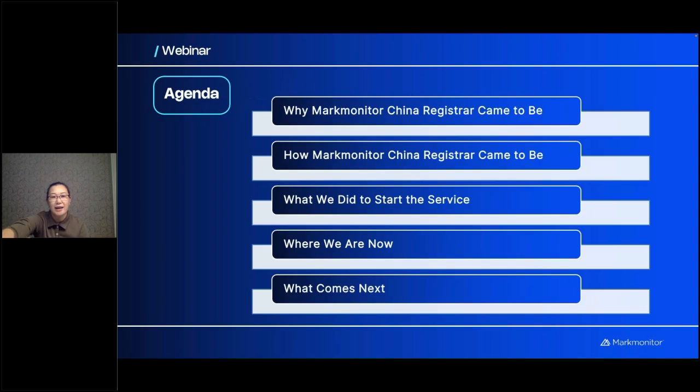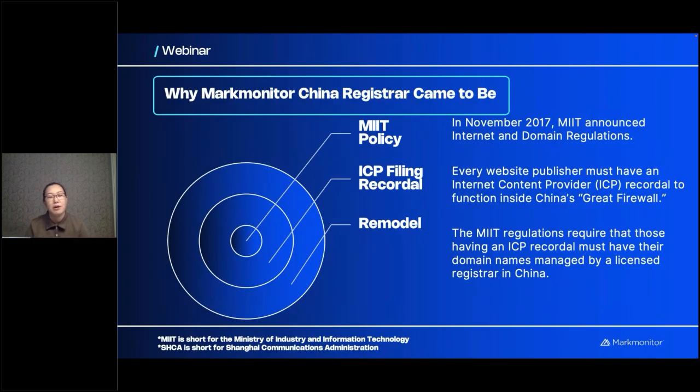Let's look at the agenda today. It's about the Markmonitor China Registrar. We will cover why Markmonitor China Registrar came to be, and then how it happened, and then what we did to start and launch the service, and then where we are now, and then the next steps. So as I said, Markmonitor China project is a young project.